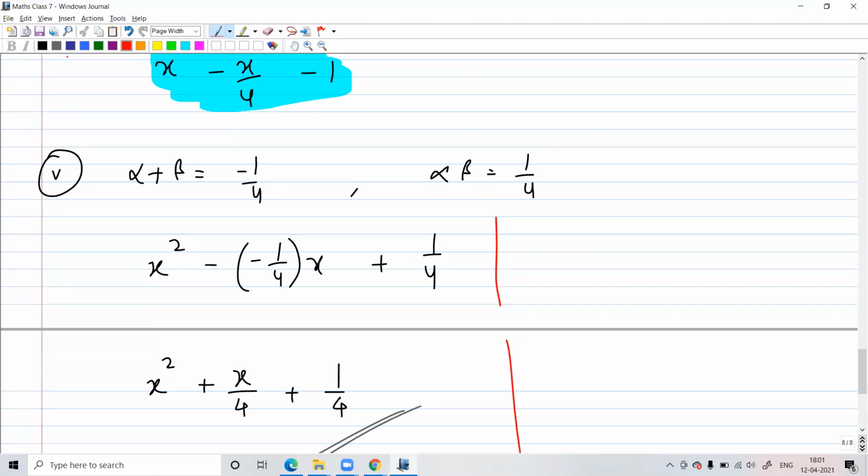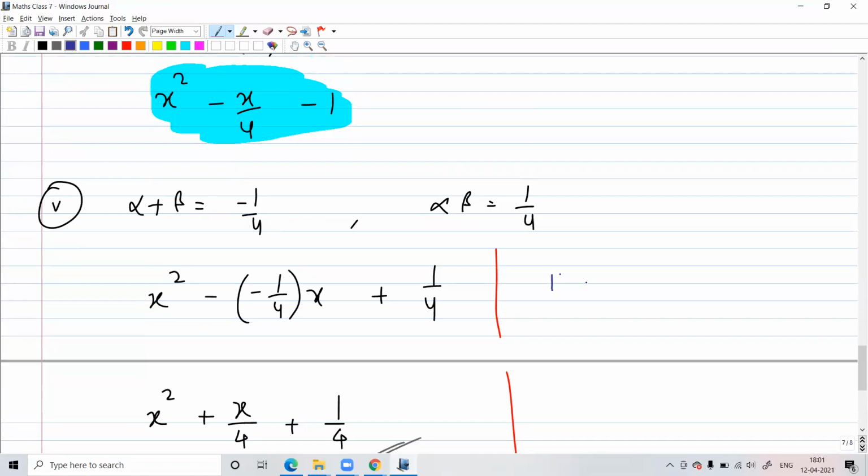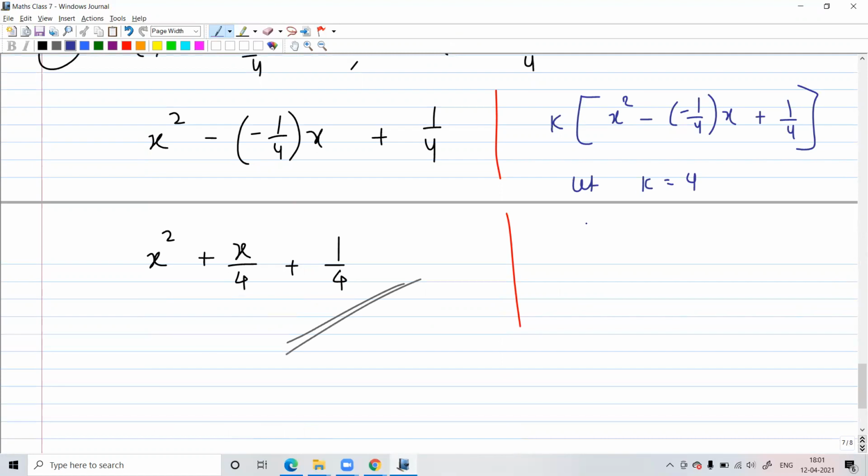What you can do is write it as k times of x square minus 1 by 4x plus 1 by 4. So let k is equal to 4. Why am I making k is equal to 4? Because both our denominators are 4 and 4, right? So taking k is equal to 4 will cancel out those denominators. When you simplify, it will become 4 times of x square plus x by 4 plus 1 by 4.